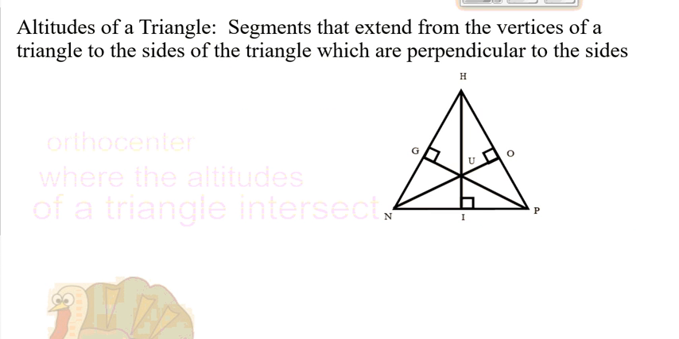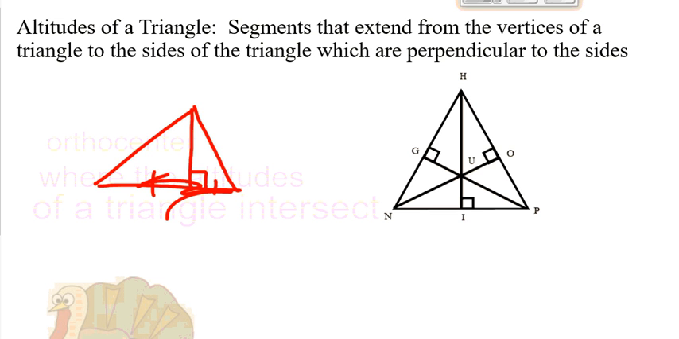The altitudes of a triangle are segments that extend from the vertices of the triangle to the side of the triangle and are perpendicular to the sides. We kind of talked about that the other day. The altitude is a line that's drawn from the triangle vertex. It's a perpendicular drop. It doesn't necessarily bisect the side. It just is a perpendicular line. Clearly in that picture, these two line segments are not congruent, so you can't say that it bisects anything. It's simply the perpendicular drop.